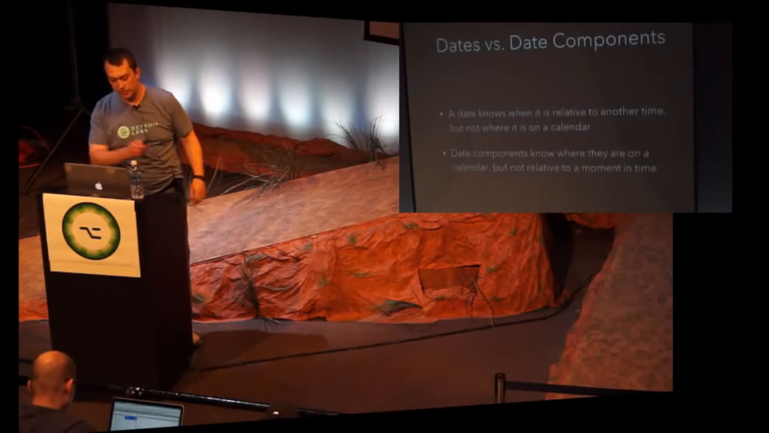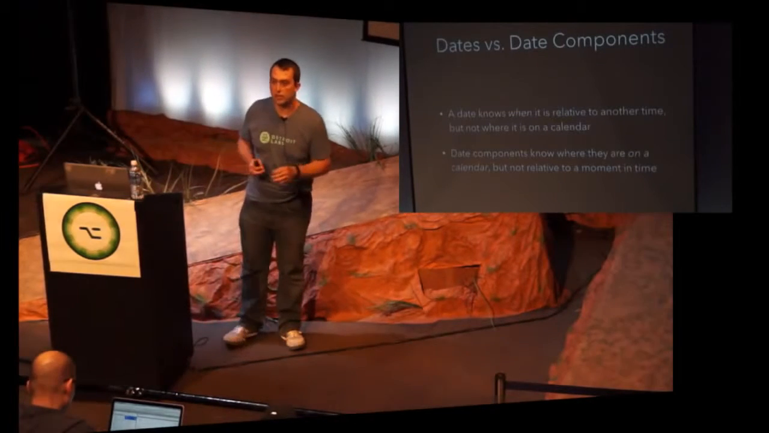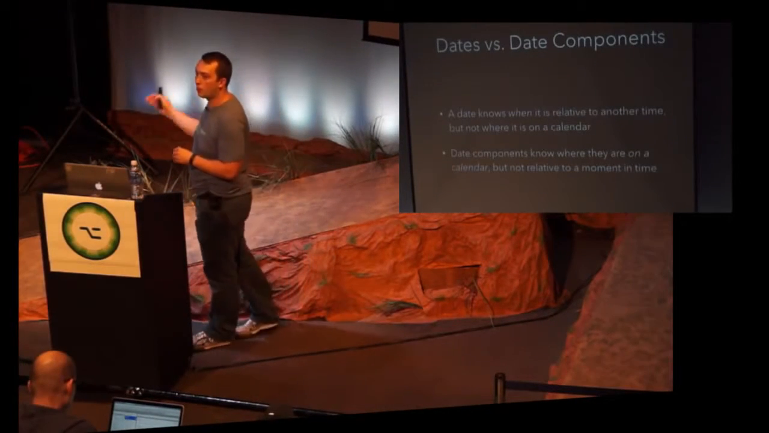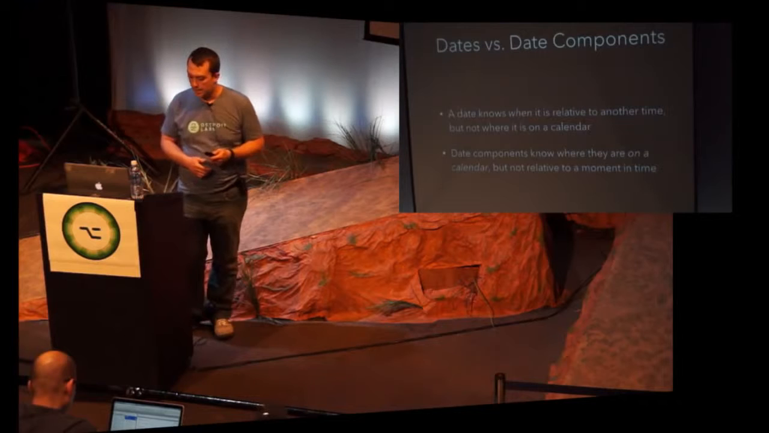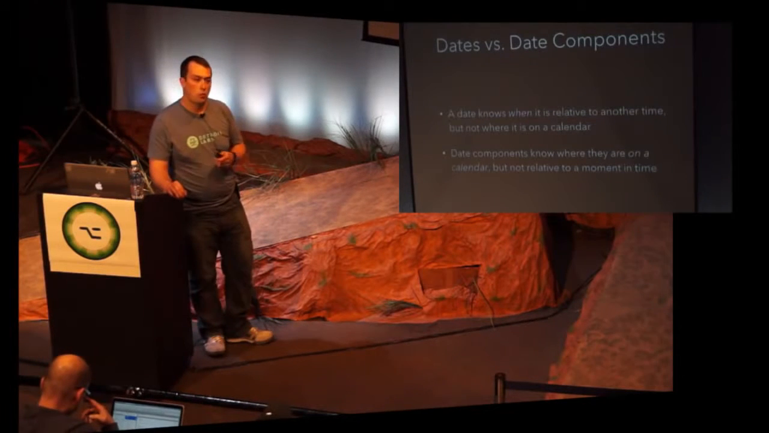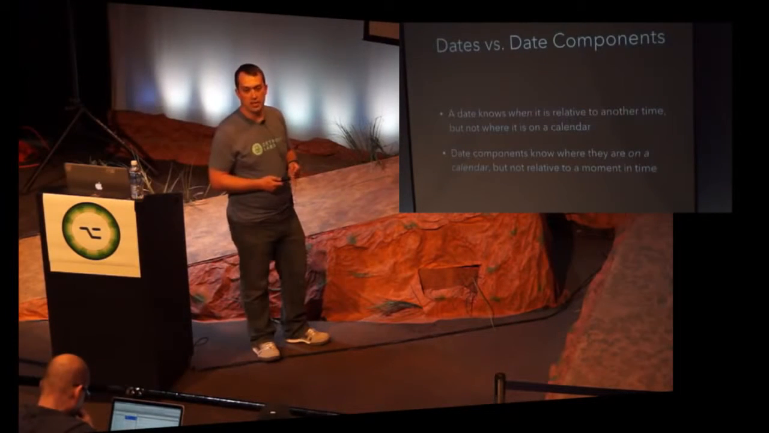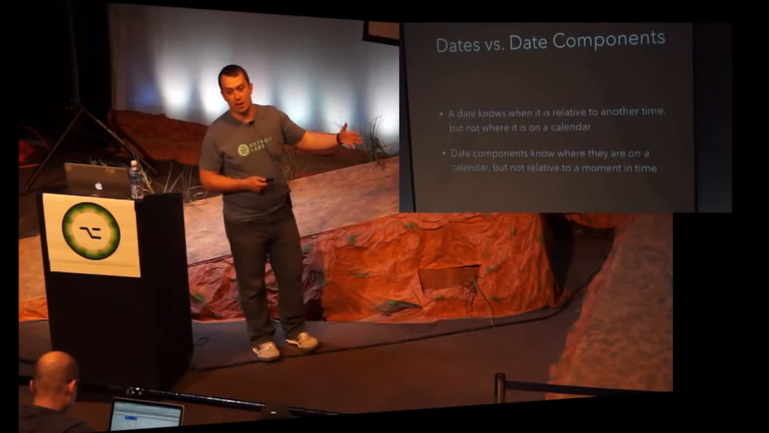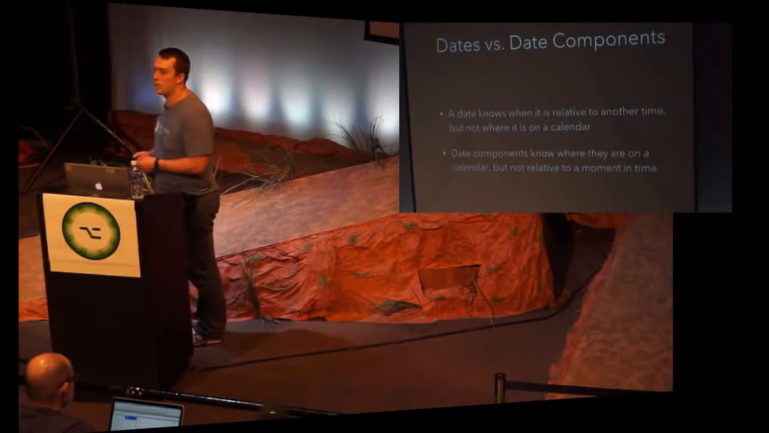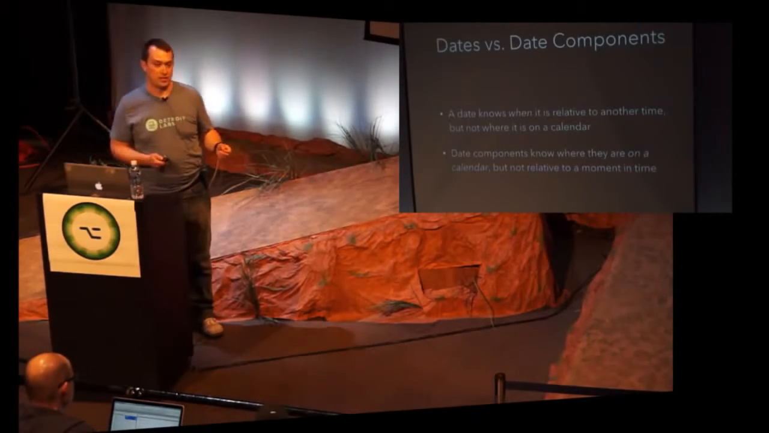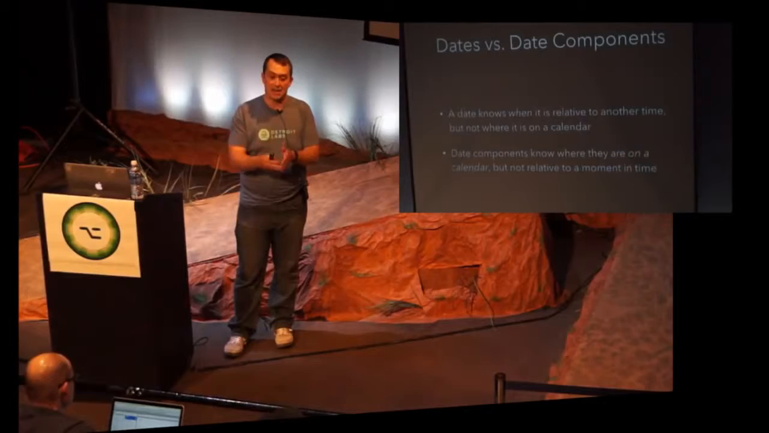So, dates versus date components. If you have two NSDate objects, they're just doubles. So it's really easy to say which one happened before or after the other one. You just compare the numbers. So that's what you use those for. And date components, they know where they are on a calendar, but not in time. So if all you know is that it was 9 a.m. on a certain day, and another date component is 10 a.m. on a certain day, you can't reason about whether one of those was before or after because you don't know the time zone. And so there's not mathematical certainty. Whereas with an NSDate, this is a moment in time. I know when that is.